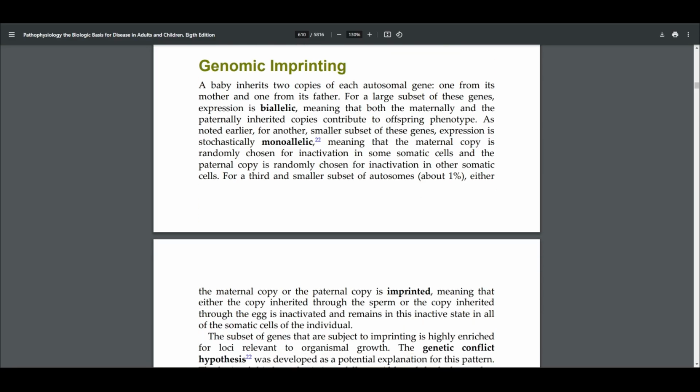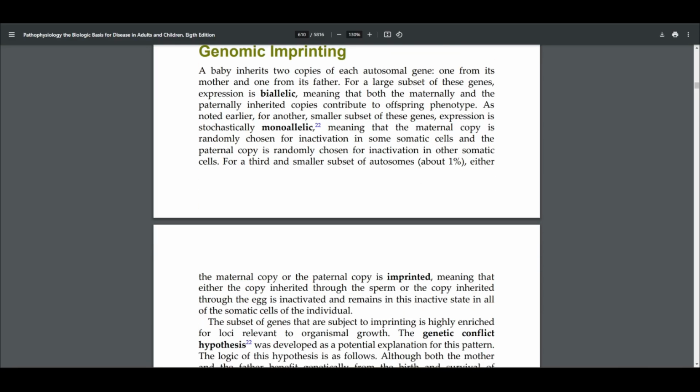Now, genomic imprinting. A baby inherits two copies of each autosomal gene, one from its mother and one from its father. For a large subset of these genes, expression is biallelic, meaning that both the maternal and the paternal inherited copies contribute to offspring phenotypes.